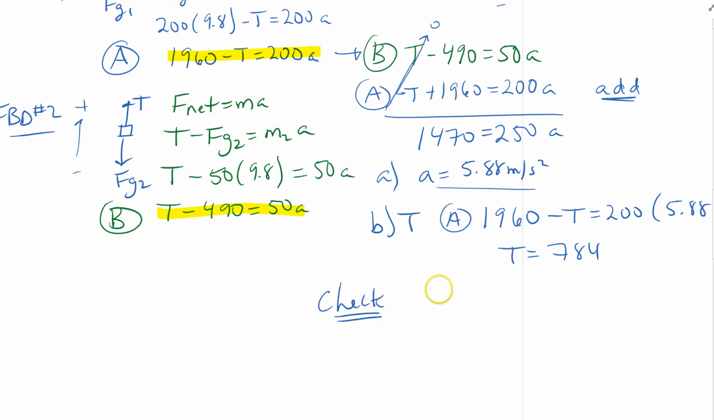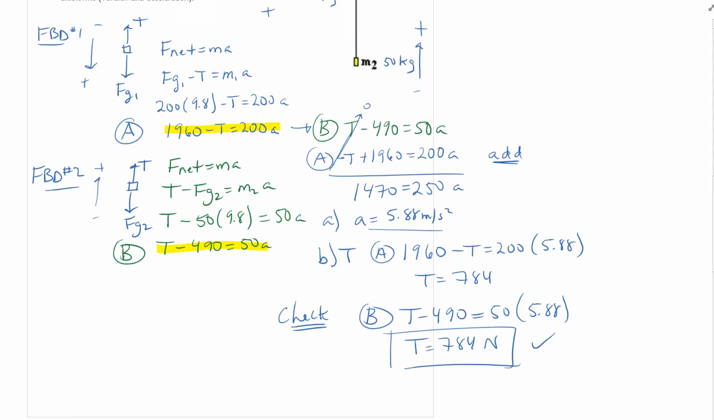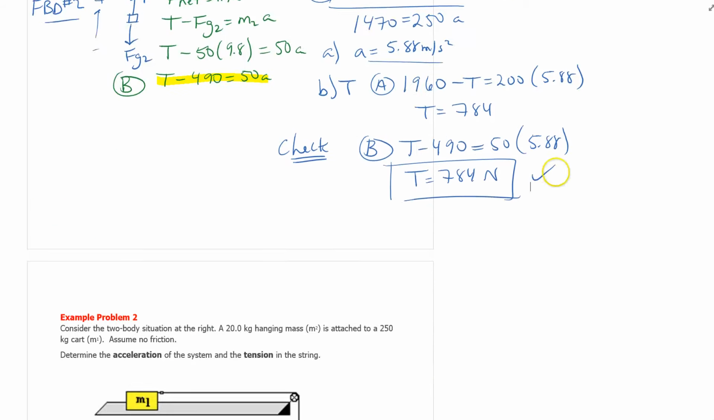And just like before, in part B, we can do a check. And we can use equation B and do the same thing. And we say T minus 490 equals 50 times, and we found out what A was. And we get the same answer. T is equal to 784. I'll put newtons around it this time. So my check works out. Okay, so solve the same question two different ways. And we got the same answer, so that's kind of nice.